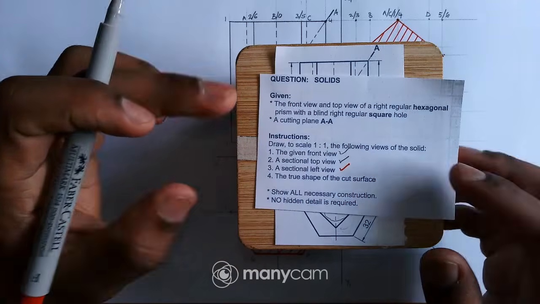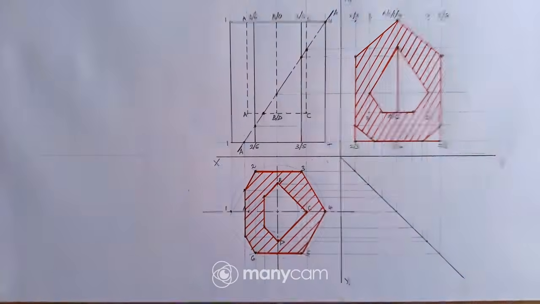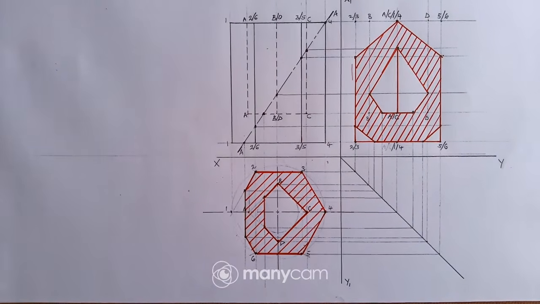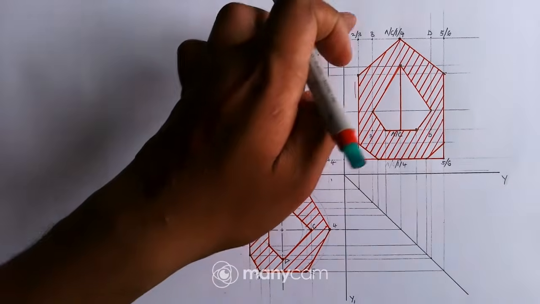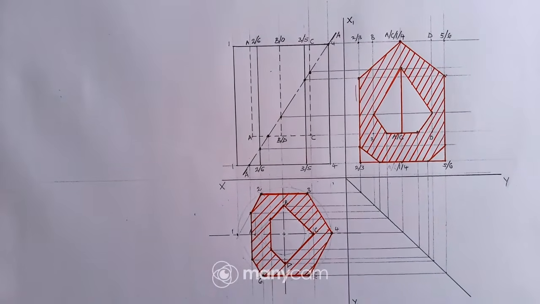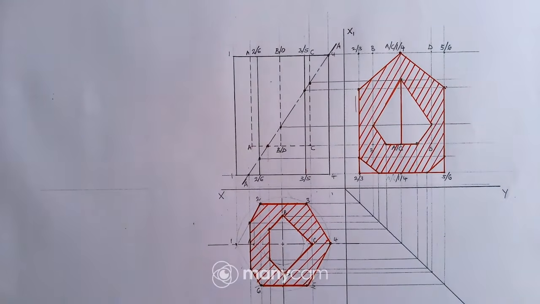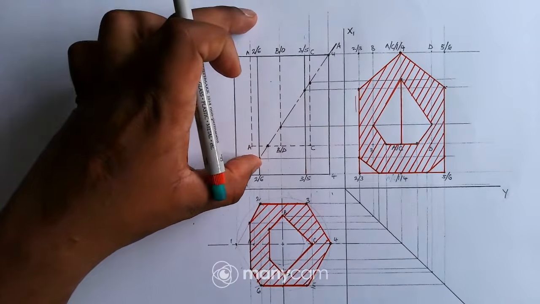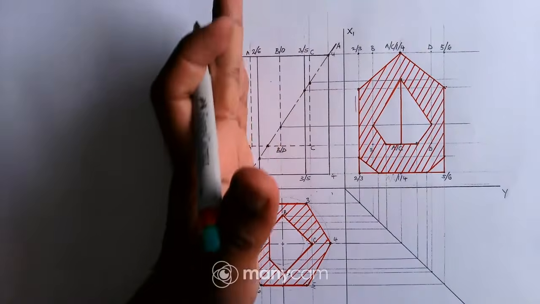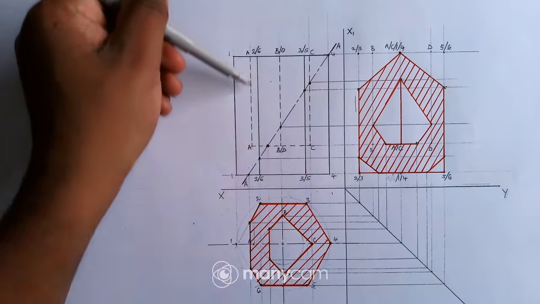Then now I'll have to draw the true shape of the cut surface, right? So where's the cutting plane? The cutting plane is right there. Now because I don't have enough space up there, what I can do is tilt this cutting plane to here, so I'll have a vertical cutting plane now.